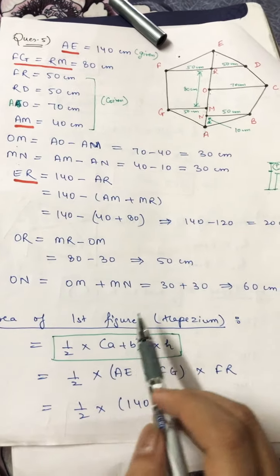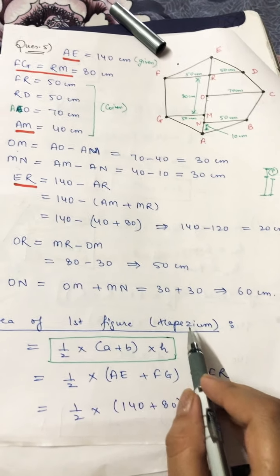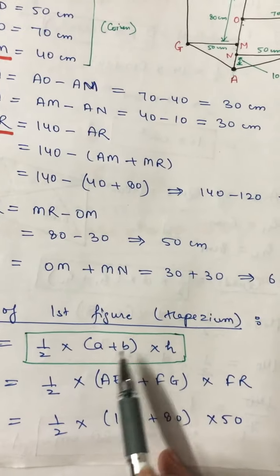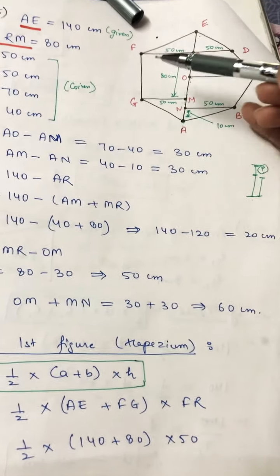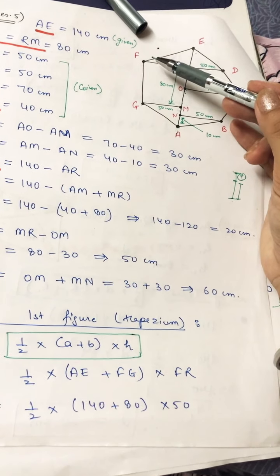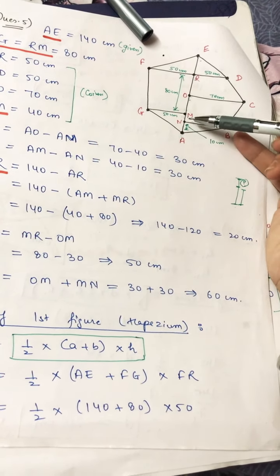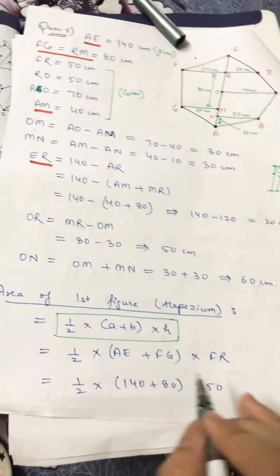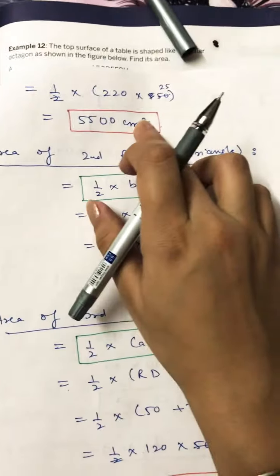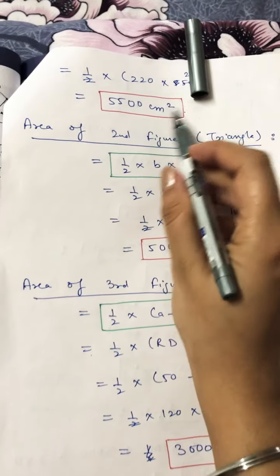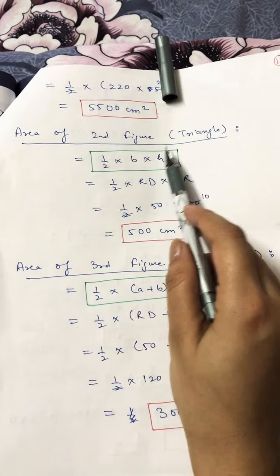Now let's start with the first figure. It is the area of a trapezium. The formula is half multiplied by A plus B into H. A is this complete AE, B is your FG, and height is FR or GM, anything. Now put the values. After putting the values in the formula you can take out the answer of the area of the first trapezium. This is coming 5500 centimeter square.